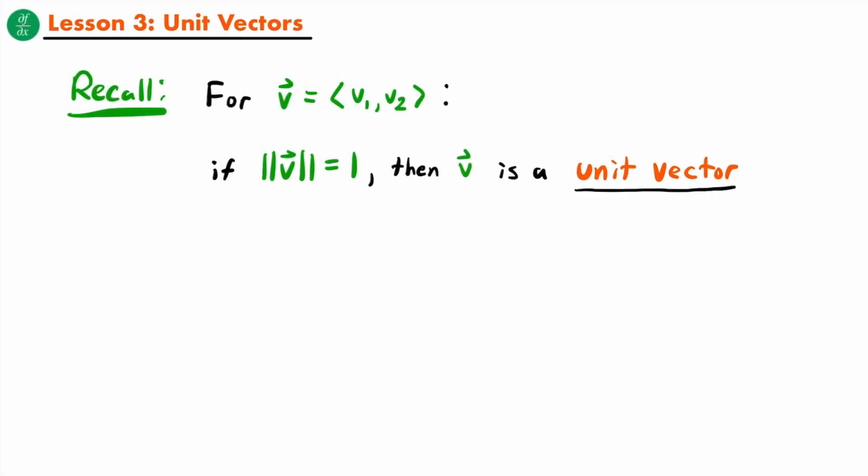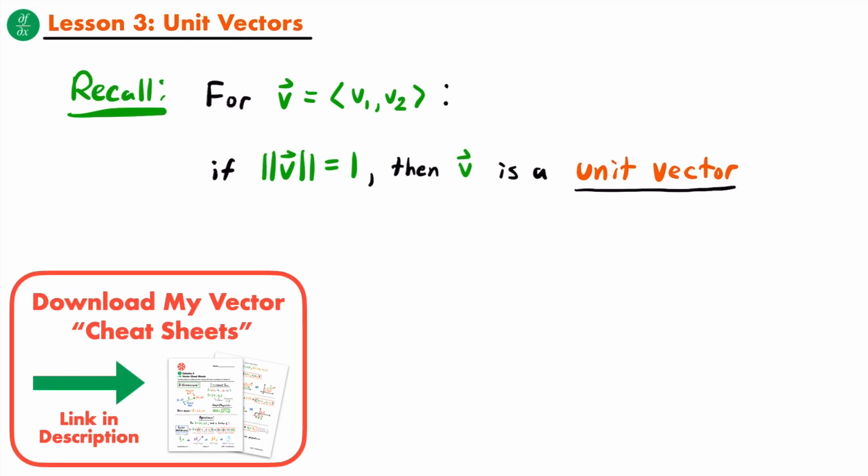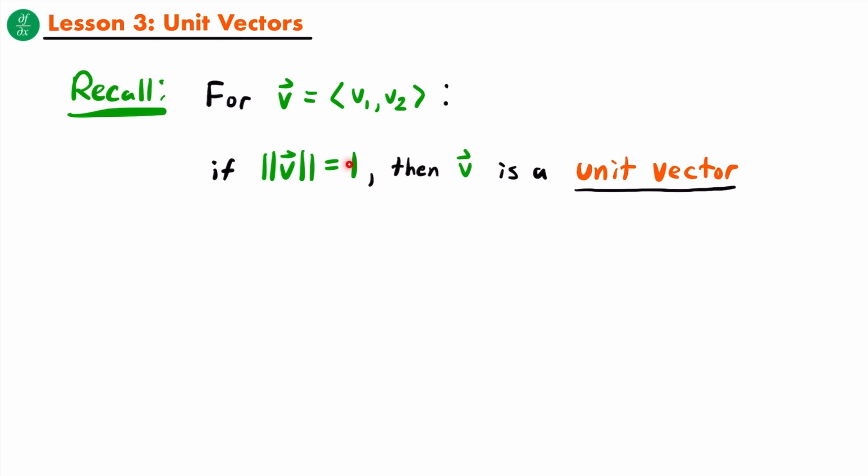Alright, so to start off, we're going to recall something from the previous lesson. I mentioned this very briefly, but didn't expand upon it because I'm going to expand upon it now in this lesson. What I'm talking about is that if we have a vector and the magnitude or the length of that vector is 1, then we refer to that vector as a unit vector.